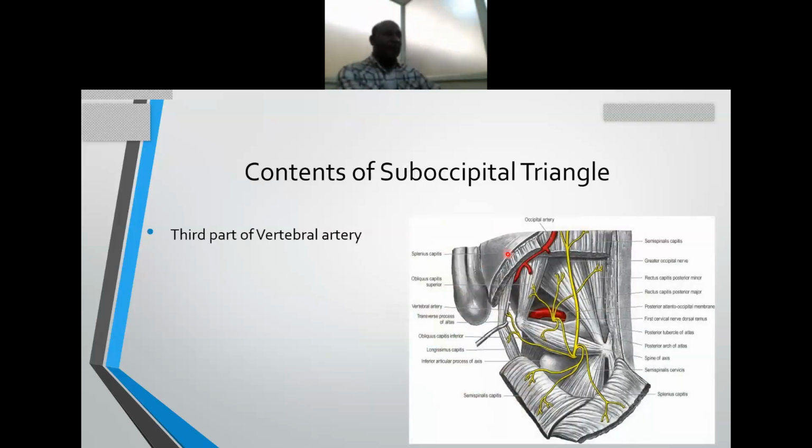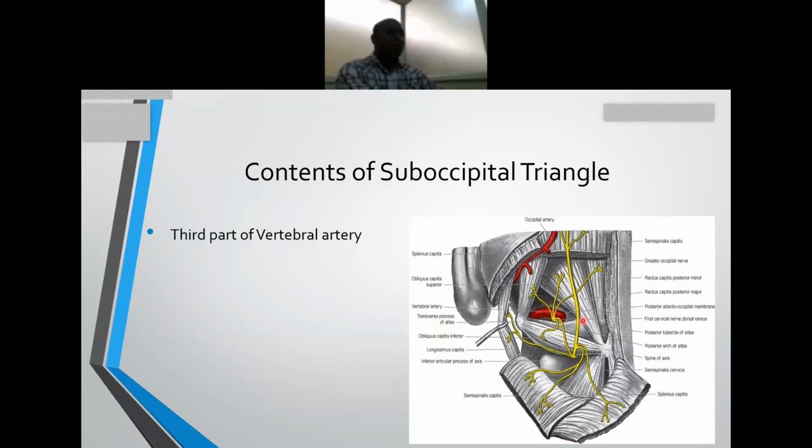Coming to the contents, the important content of the suboccipital triangle is the vertebral artery, the third part of the vertebral artery, which exits the foramen transversarium of the axis vertebra, then atlas vertebra, then lies on a groove on the posterior arch of the atlas, and just underneath that you will have the suboccipital nerve. Okay, so these are the important structures which are contents of the suboccipital triangle.